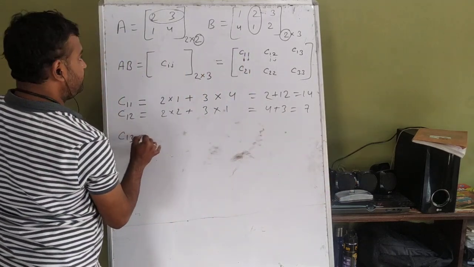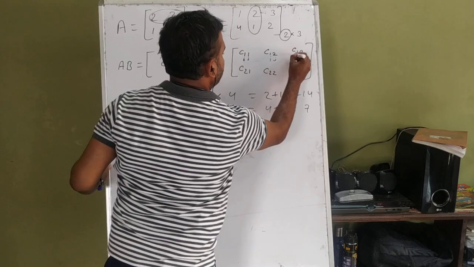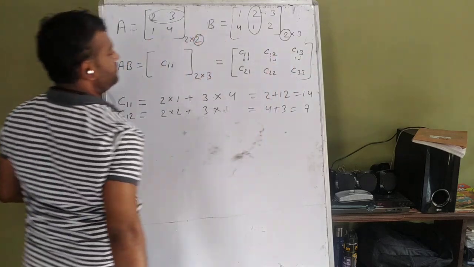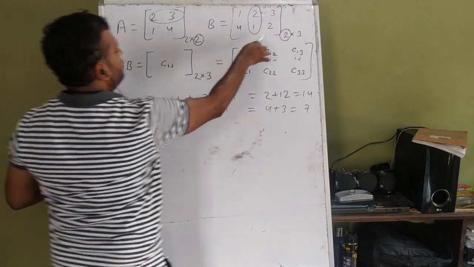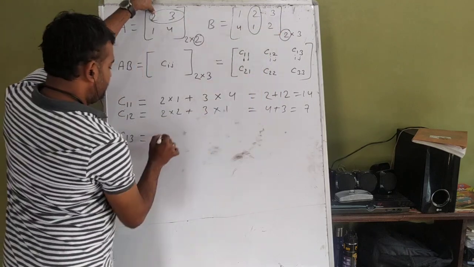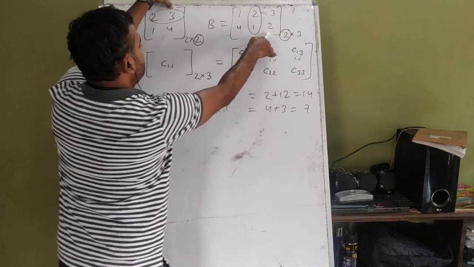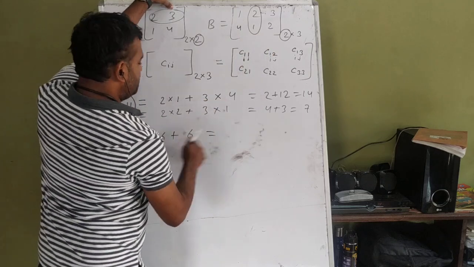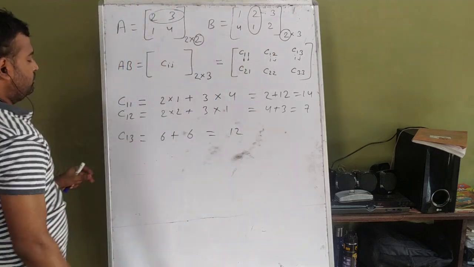Okay, C13. I equals 1, J equals 3. Then first row and which column? Third column. Now very quickly you can multiply 2 into 3, that is equal to 6, 3 into 2, that is equal to 6. 6 plus 6 is equal to 12.